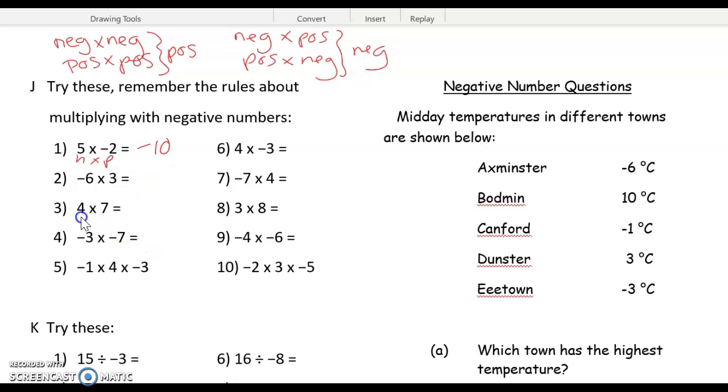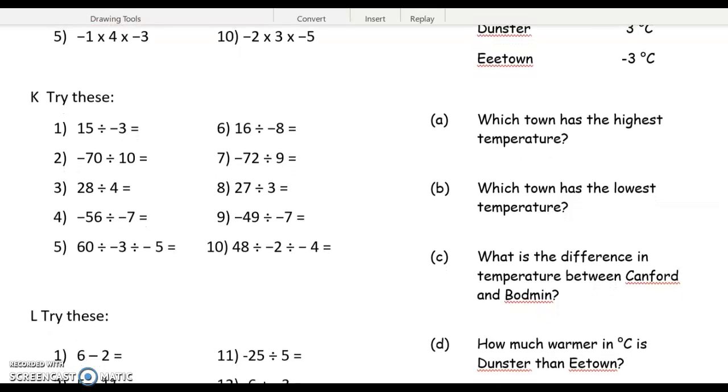Okay. Let's continue down. So let's say we've got this one here, number 4. We have a negative number times by a negative number. So we know this answer is going to be positive. So all I have to do is 3 times 7, which is 21. Okay, all right. So let's have a look at dividing.